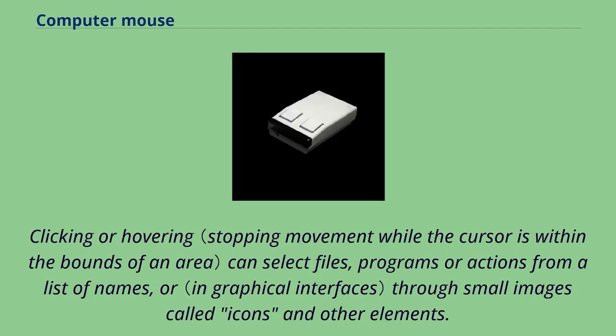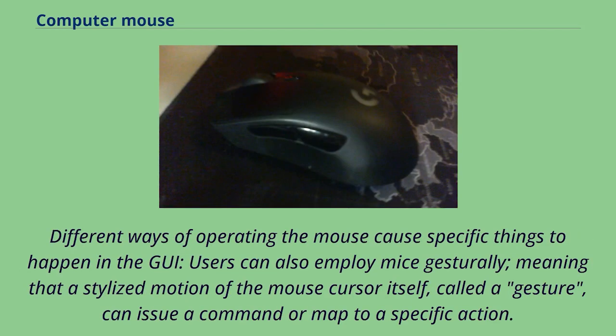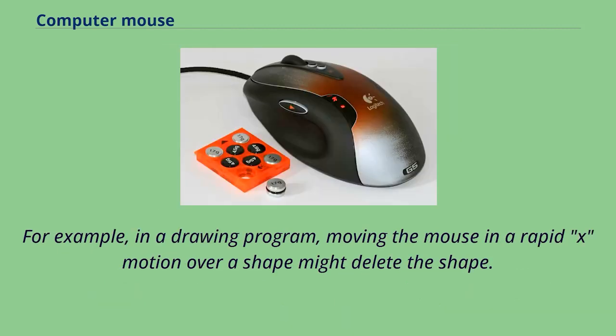Clicking or hovering can select files, programs or actions from a list of names, or through small images called icons and other elements. For example, a text file might be represented by a picture of a paper notebook, and clicking while the cursor hovers this icon might cause a text editing program to open the file in a window. Different ways of operating the mouse cause specific things to happen in the GUI. Users can also employ mice gesturally, meaning that a stylized motion of the mouse cursor itself, called a gesture, can issue a command or map to a specific action. For example, in a drawing program, moving the mouse in a rapid X motion over a shape might delete the shape.